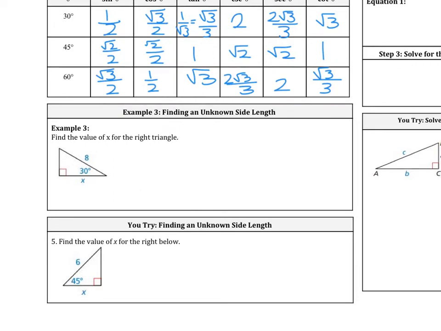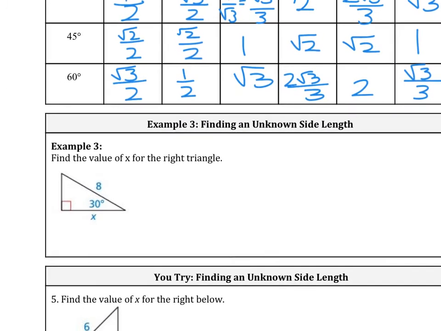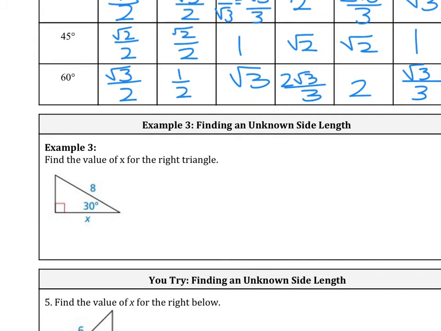So we're going to find the value of x for the right triangle. We know this is a 30-degree angle, and we're trying to find what x is. We need to understand what pieces we have. We have x, which is adjacent, and then we also have 8, which is our hypotenuse. Adjacent over hypotenuse, well, that is cosine, right? So cosine of 30 degrees equals x over 8.